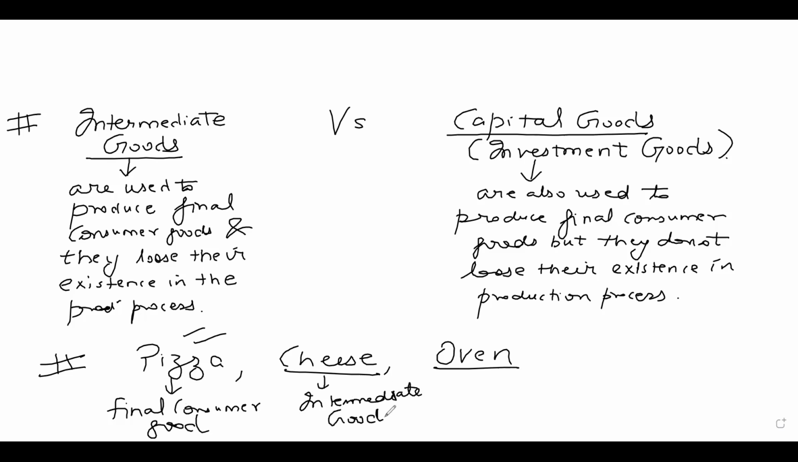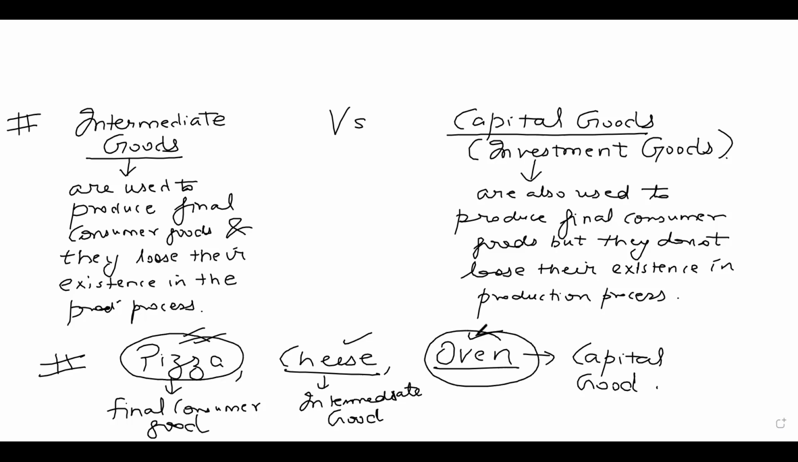But oven will not lose its existence to become pizza. It will still remain oven. It will retain its own unique identity. So oven is a capital good. Now, while calculating GDP, what will you include? In this example, you will include the value of pizza and the price of the oven. You will not include cheese in calculating GDP because it serves as an intermediate good for making the final consumer good, which is pizza.